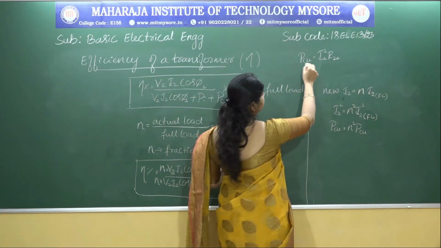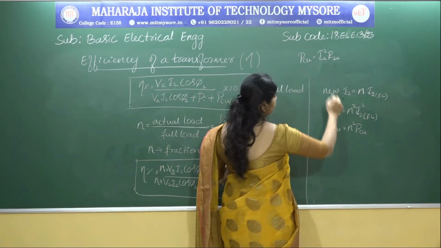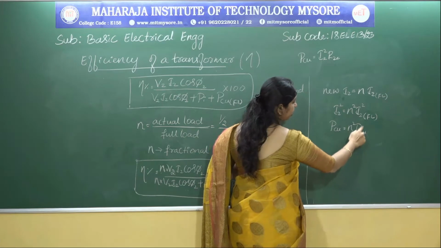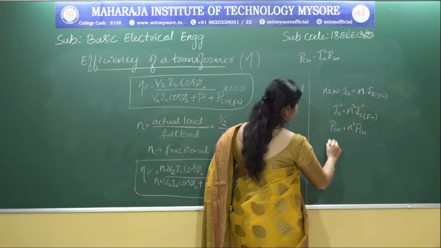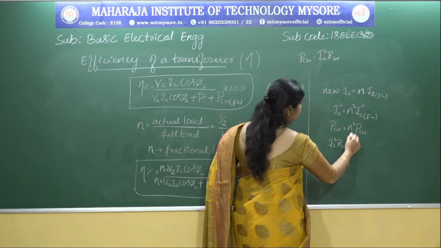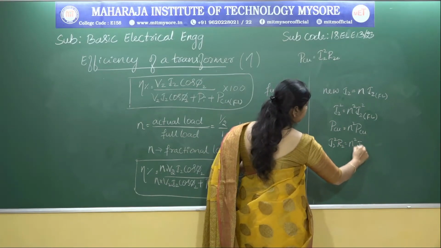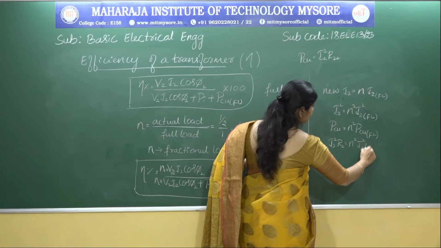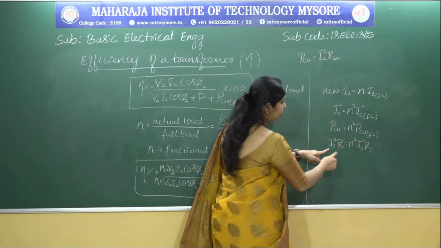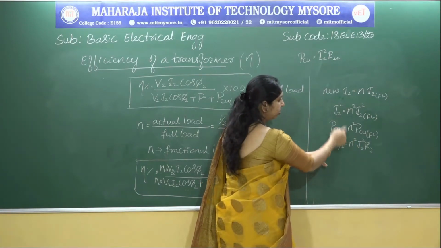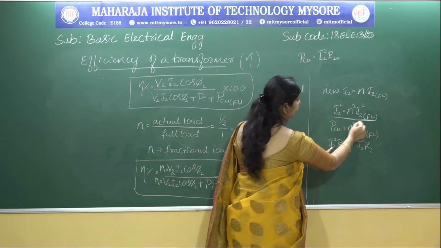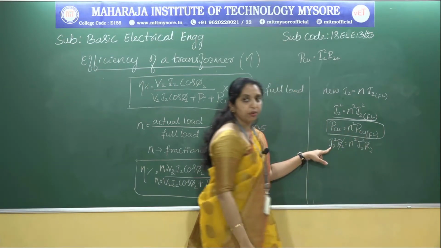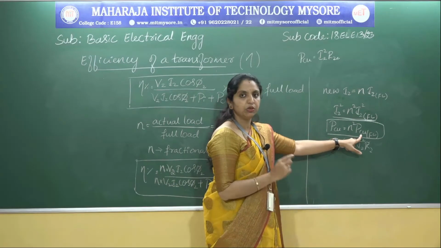So what is PCU here? PCU is nothing but I2 square into R2. So in this case PCU is equal to n square into I2 square full load into R2. When R2 gets cancelled, don't we get the same equation here? That is why I am equating this equation with PCU equal to n square into PCU full load. So remember, PCU is equal to n square into PCU full load.